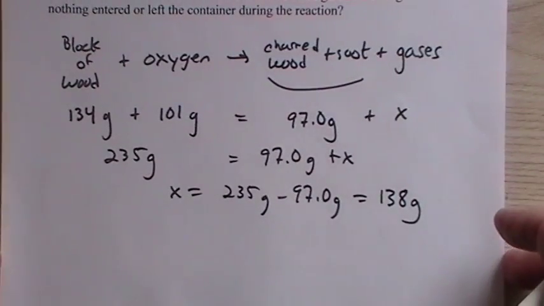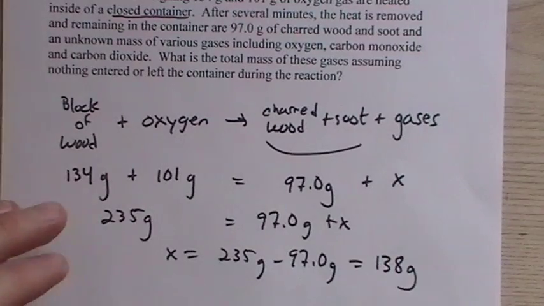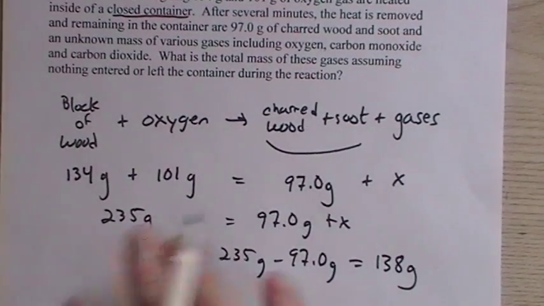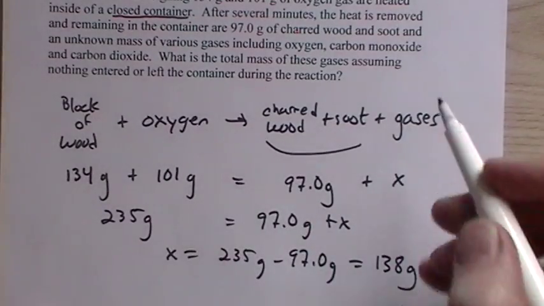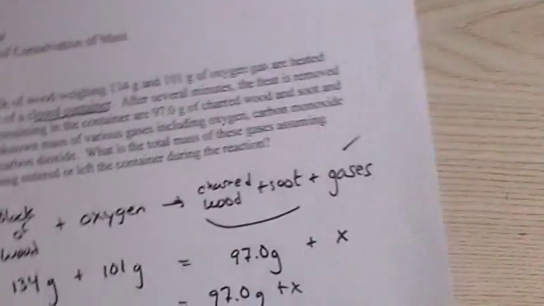All right, so that's a very vague, general kind of reaction because we don't know what was in the wood. We don't know what the gases were, but we can still solve it because all they really want to know is the mass of the unknown gases, and we found that. But let's look at another one.